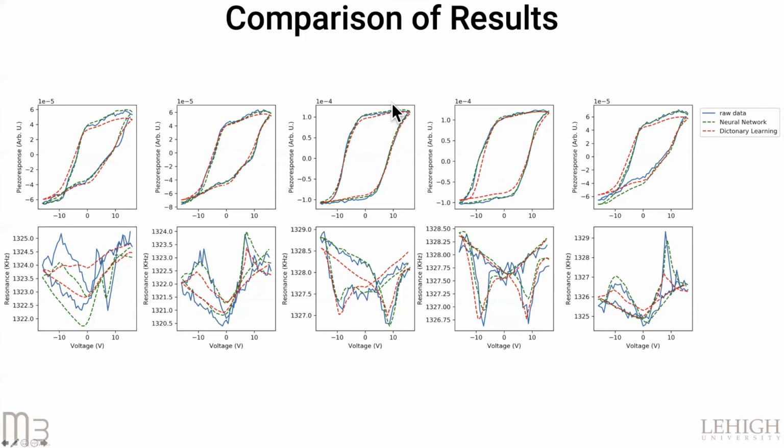So again, we can compare the results by looking at the reconstructions of the neural network shown in green, the dictionary learning model shown in red, and the raw data. What you can clearly see is that the neural network is able to much better predict or reconstruct the fine features which are of physical meaning in these piezoelectric hysteresis loops. For instance, this negative concavity here is clearly identified by the neural network, but it's completely ignored by the dictionary learning model. This too comes across in the resonance data, where the resonance tends to be missed. The peaks are less clearly identified by the dictionary learning model shown in red than in the neural network-based model.